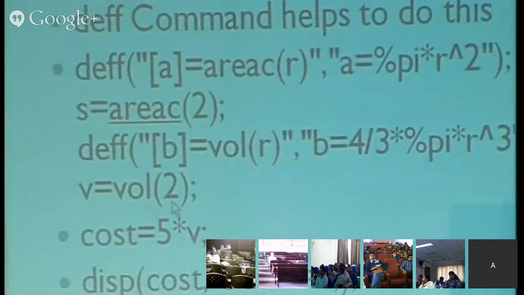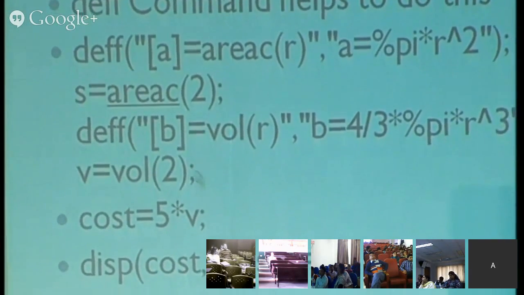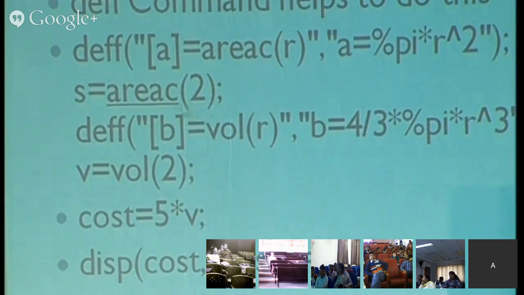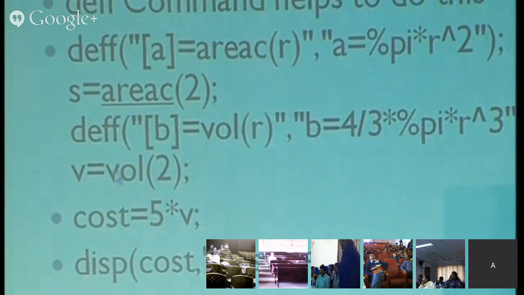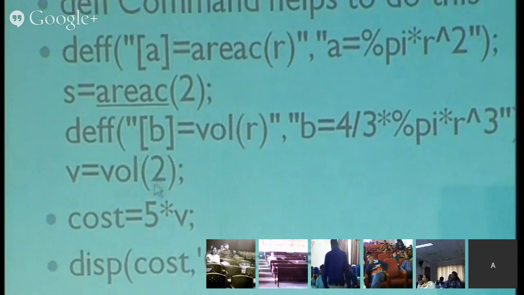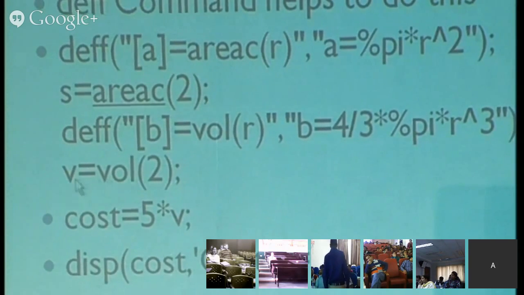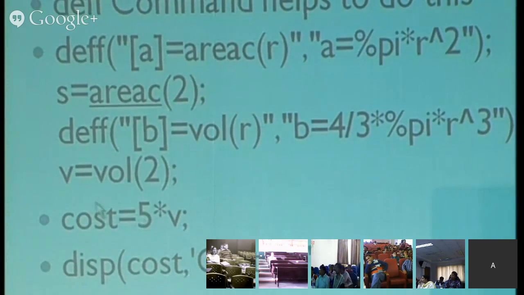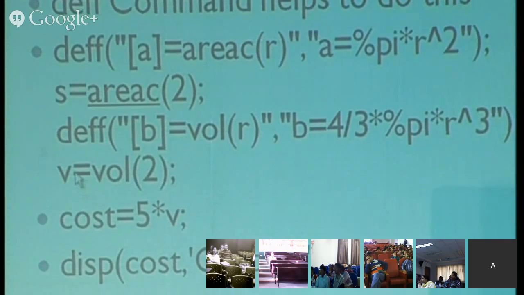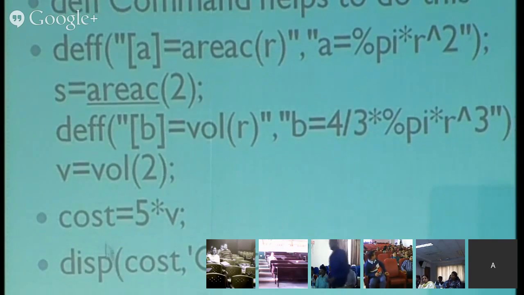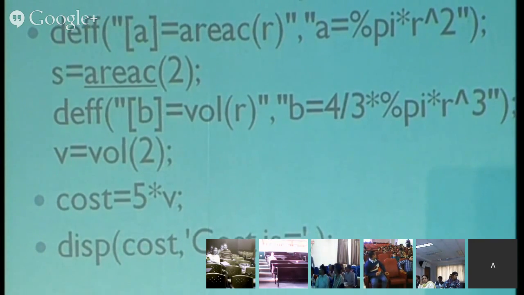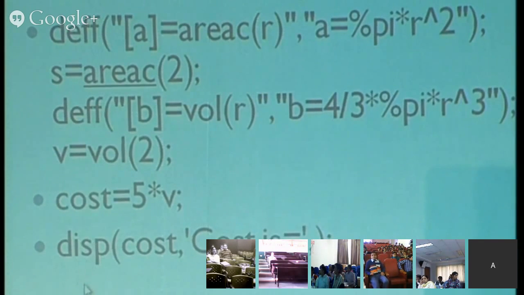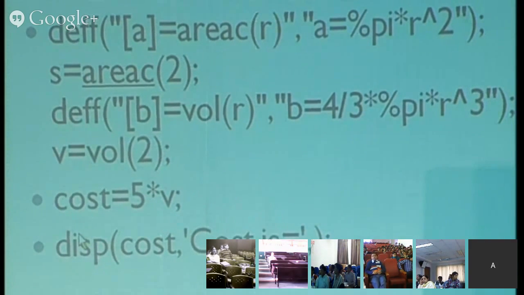So this is the calling of the function. V is equal to vol(2), means we are calling this function having the name vol and we are providing 2 as the radius. So the volume so calculated will be saved in the variable V. Now using this value V, let us say the cost is equal to 5 into V. So this is displayed using the command disp.